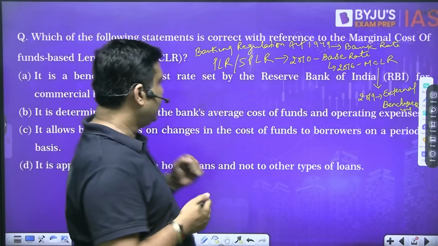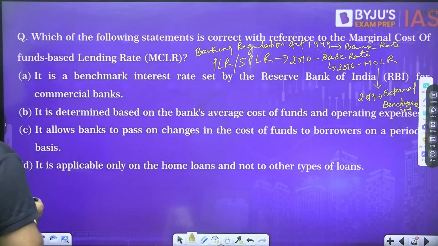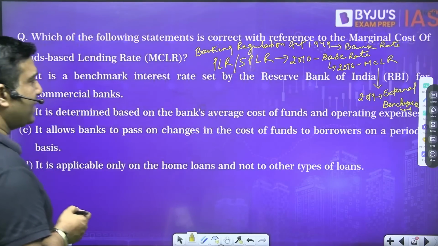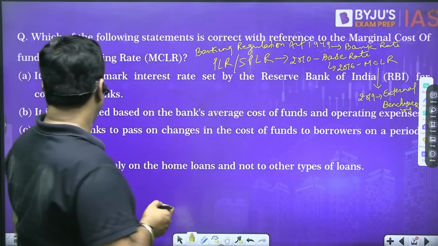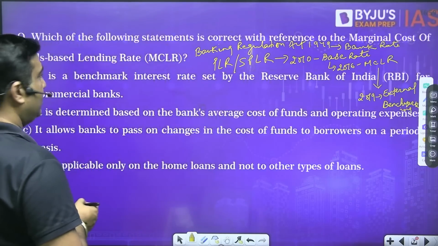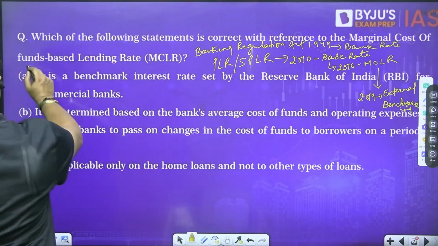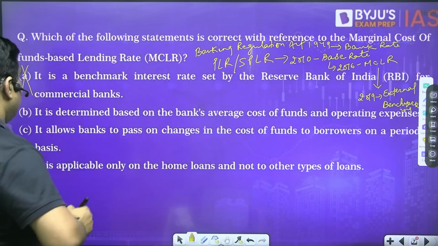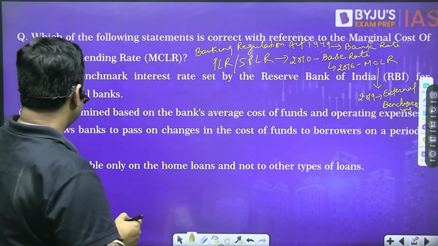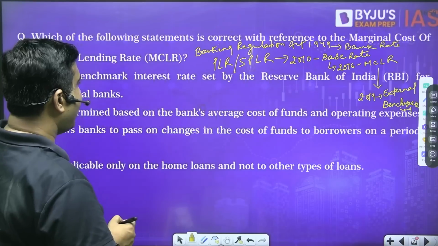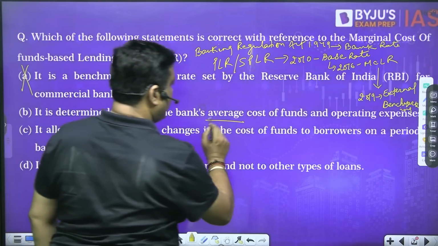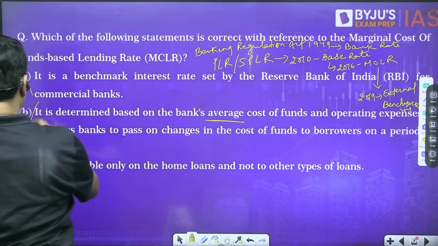For example, if I look at the options, the first is: it is a benchmark interest rate set by the RBI of India. RBI for commercial banks. No, it is not a benchmark. The second says it is determined based on the bank's average. The moment the word average came, the second option is incorrect.